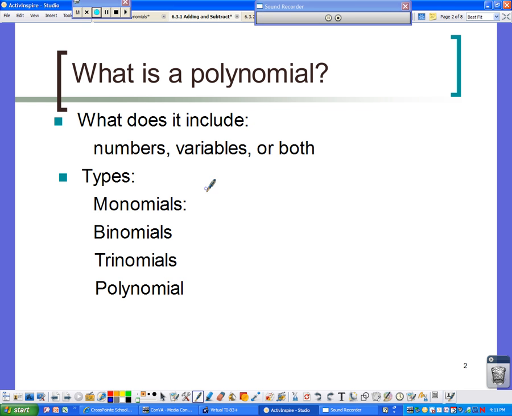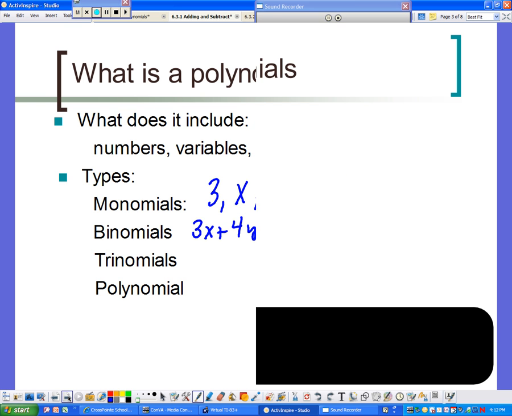So a monomial would be, for example, 3, x, 4x squared, 5, or let's say 6xy. Those are monomials. A binomial is basically any two of these that are separated with an addition sign or a subtraction sign. A trinomial would be 3 of these, and a polynomial is a generic term for 4 or more of those, okay?